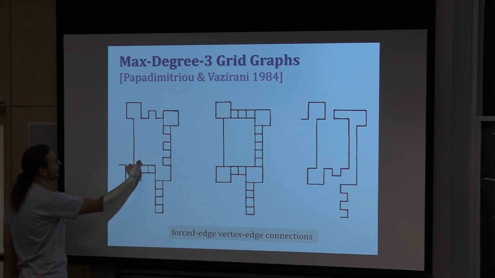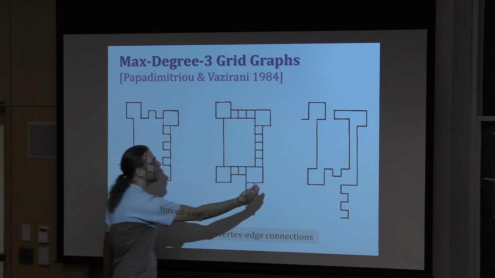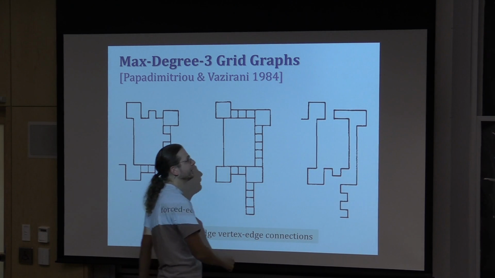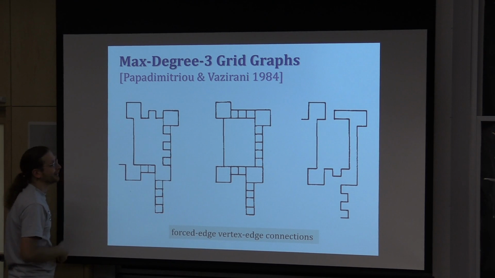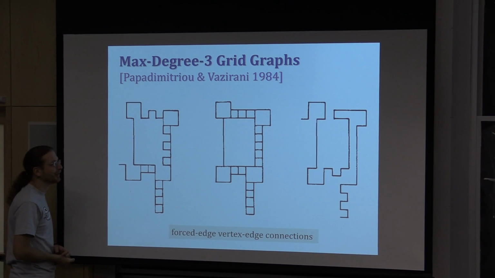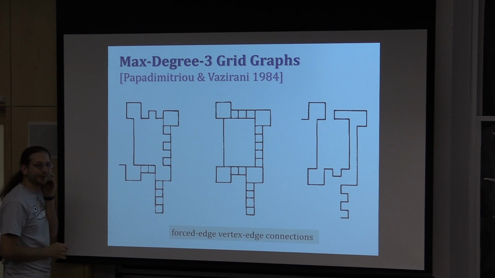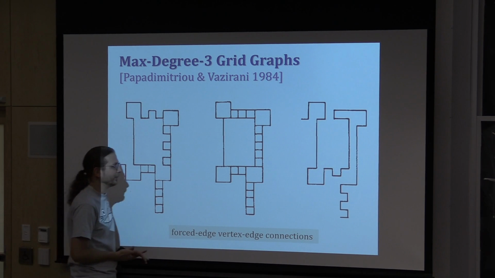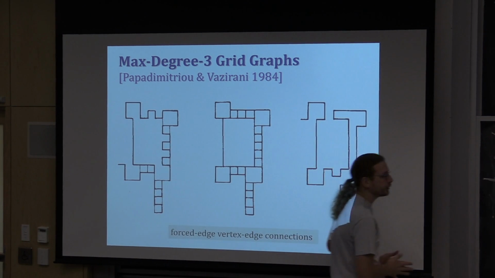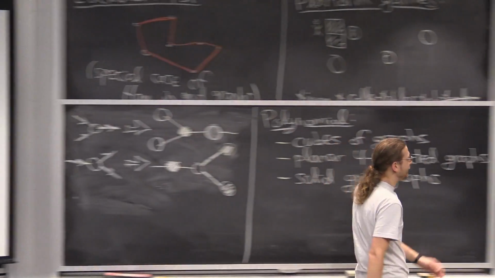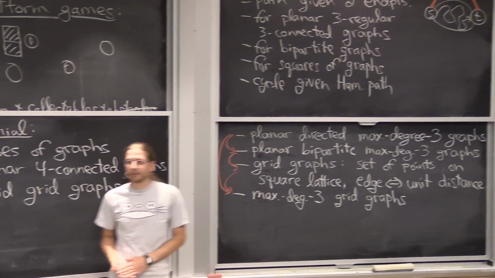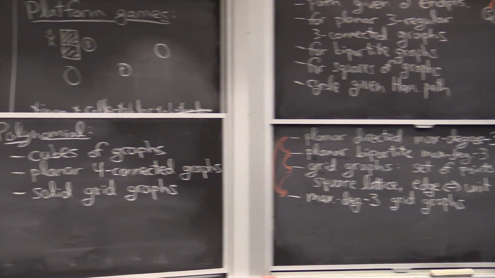Because now this left connection and this other left connection will have the same parity because this count is odd, I think. So I think that's why you need it. And that preserves parity. So it's a bit subtle. You have to be careful all the connections preserve parity. Cool. So that was max degree 3 grid graphs. Any other questions?